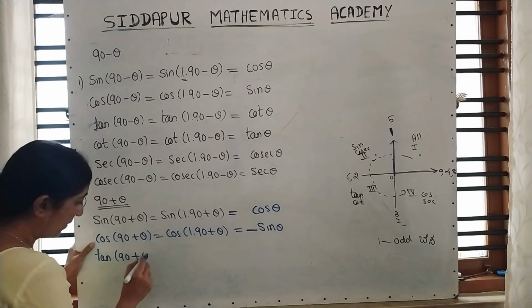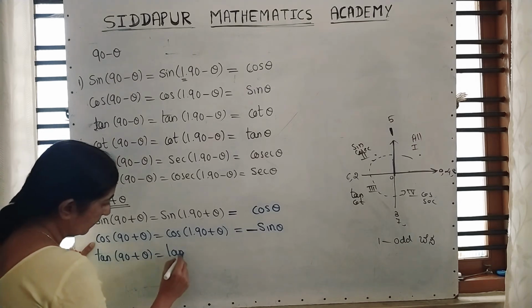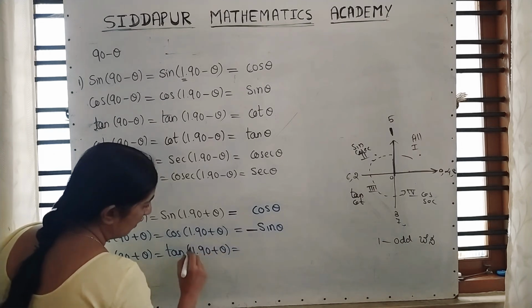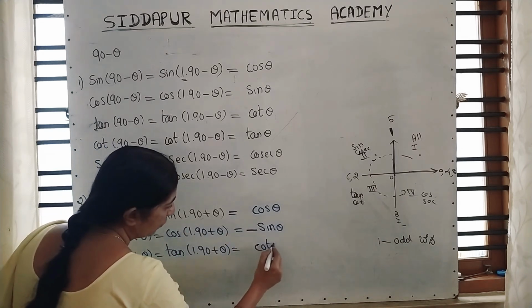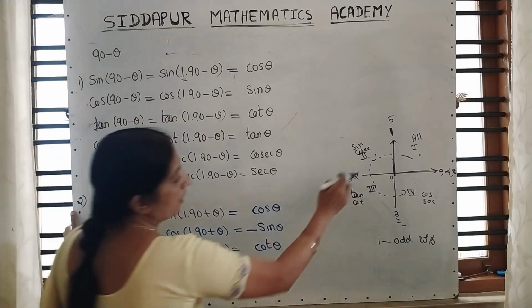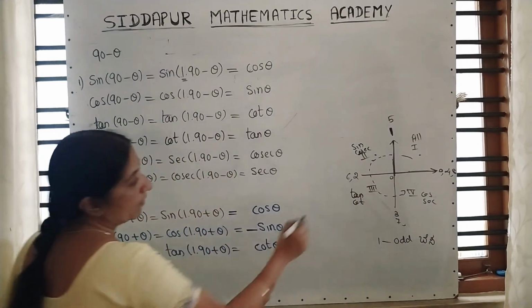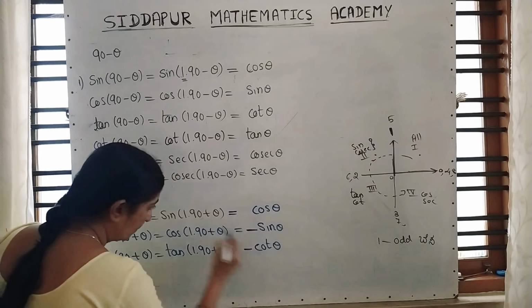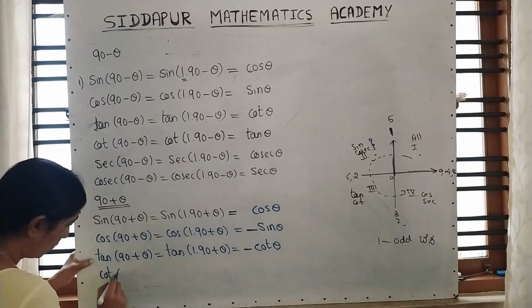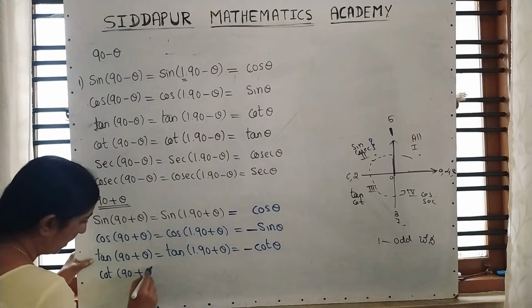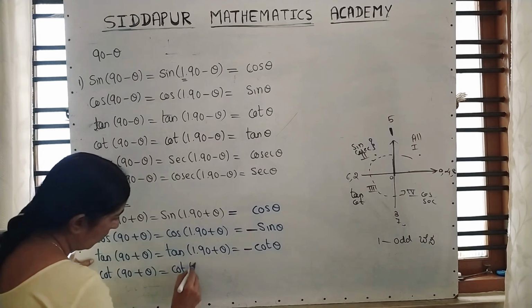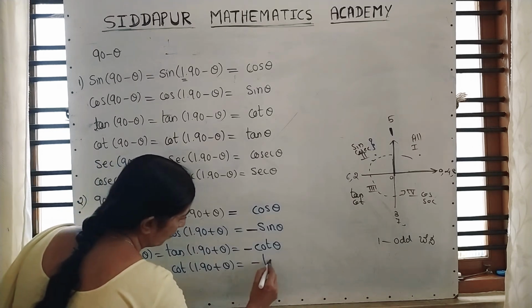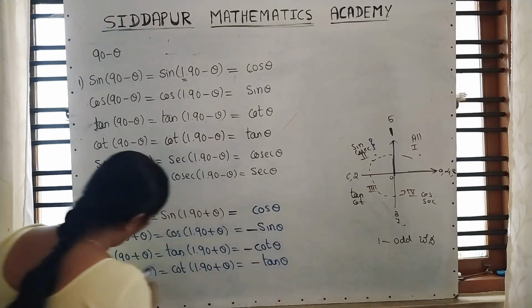Tan of 90 plus theta. Tan of 1 into 90 plus theta. 1 is odd, tan changes to cot. It comes in the second quadrant. Remember, only sine and cosec are positive. Tan is negative. Next, cot of 90 plus theta. Cot of 1 into 90 plus theta. Cot changes to tan. In the second quadrant, cot is also negative.